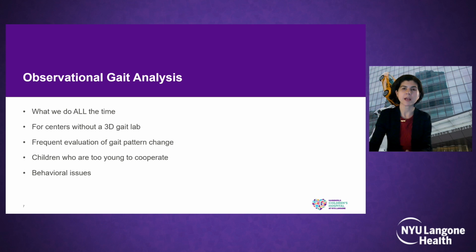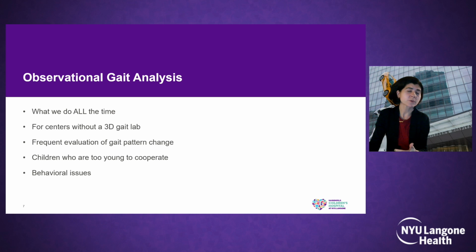So let's talk a bit about observational gait analysis. This is what all of us do all the time, right? You take a patient into the hallway, you watch them walk, you bring them back. If you're lucky enough to work at an academic institution, you discuss with your residents, what are you seeing? And this is really for centers, even with a 3D gait lab, but certainly without it, this is a critical component. And it's a frequent evaluation of gait pattern change.